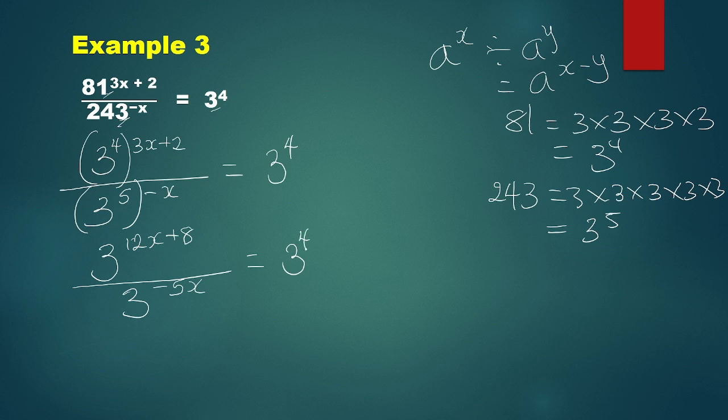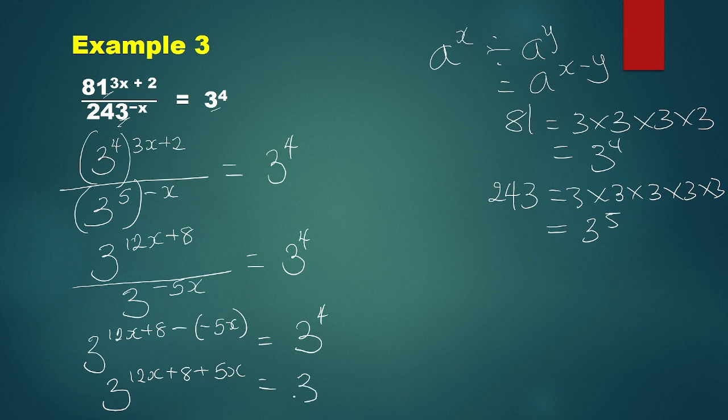This simply gives us what? 3, I've taken 1 of the power, so I have 12x plus 8 minus negative 5x. So I subtracted the powers equal to 3 raised to the power of 4. Now, I am left with what? 3 raised to the power of 12x plus 8 minus times minus is plus 5x equal to 3 raised to the power of 4. I now have same base, so I can cancel out my base.